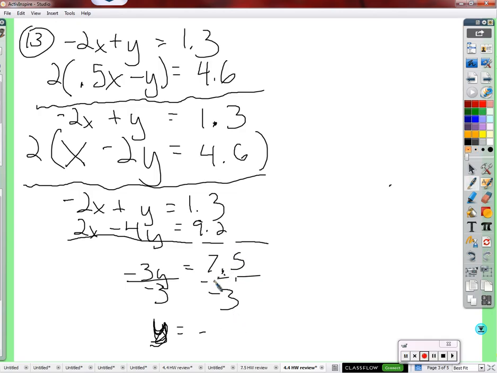Oh, that's close. It said 7.2. Oh, no, it's not. It's 10.5. Yeah, that's what I just said. I misheard you. So y equals 3.5.